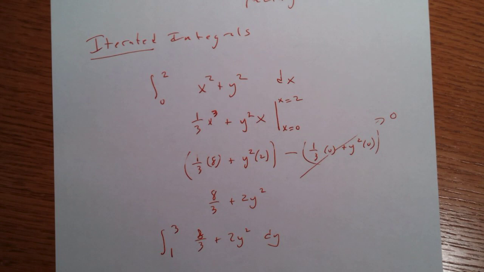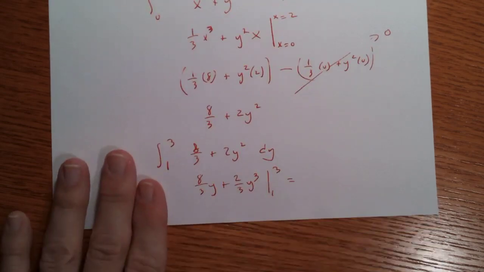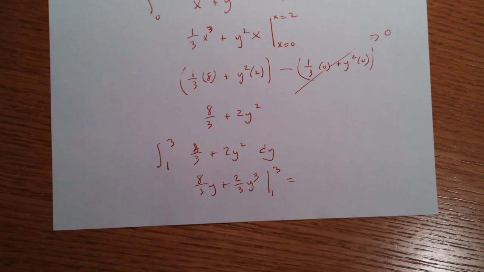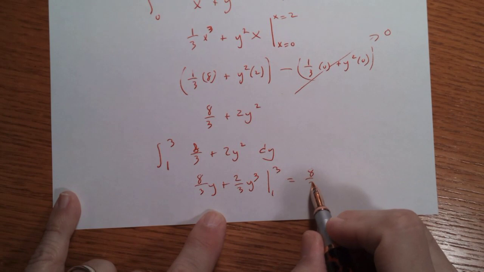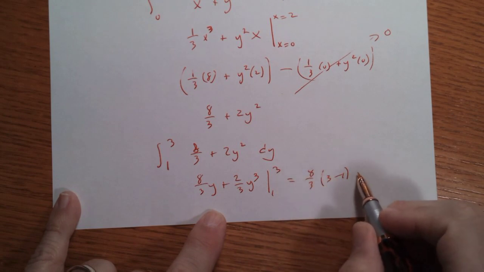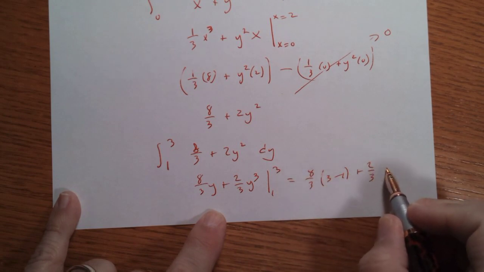Now that's a Calc 1 integral. As a matter of fact, it's not even a difficult Calc 1 integral. It's polynomial. The integral of 8 thirds is 8 thirds y. The integral of 2y squared is 2 thirds y cubed. Plug in 1, plug in 3. There's only one variable, so I don't have to indicate which variable I have. So when I plug in 3 and 1, I get 8 thirds, 3 minus 1, plus 2 thirds.